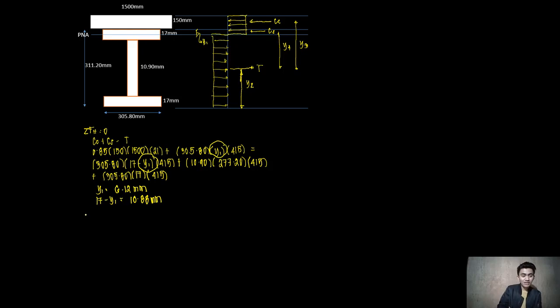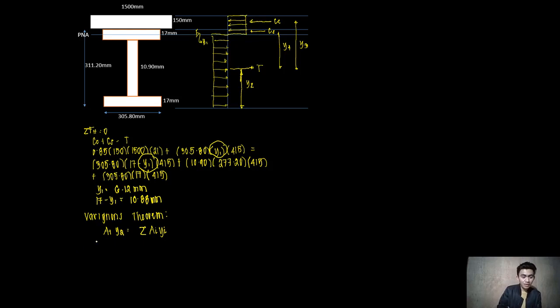I can utilize Varignon's theorem. So utilizing Varignon's theorem, let us determine the value of y sub 2. The total area multiplied by y sub 2 equals the sum of each area times its distance from the bottom part of our composite beam, A_i times y_i.